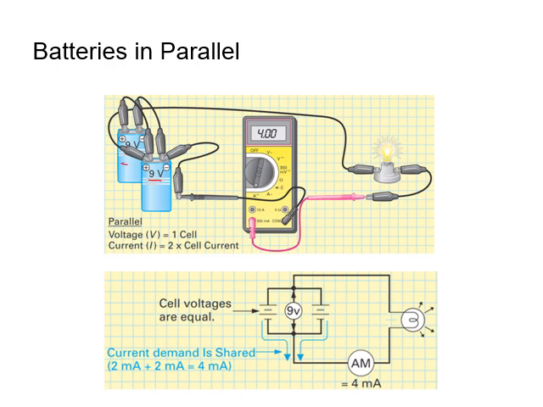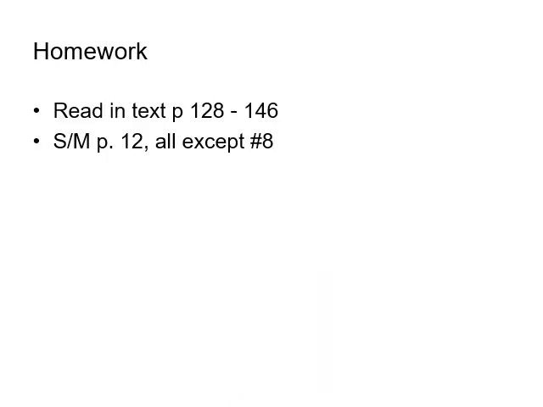This is how it's going to be: 9 volts and 9 volts in parallel. Your voltmeter will be reading 9 volts. I'm sorry, the current that's being supplied is going to be divided between each one. So if I'm drawing 4 milliamps, every battery will be providing 2 milliamps. All right, that's it for this lesson today.